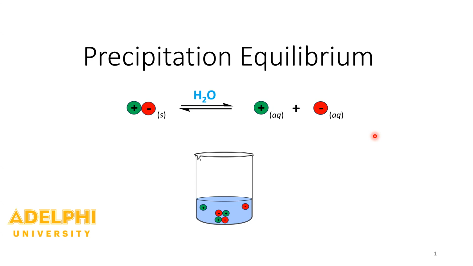All right, hello everyone. This is going to be a lecture on Objective 14, which is precipitation equilibrium. To give you another reference, this is pretty much the last part of Chapter 18 from the textbook that we're going to talk about.